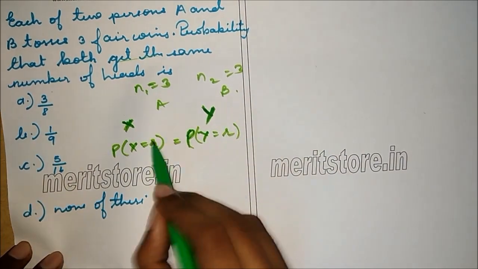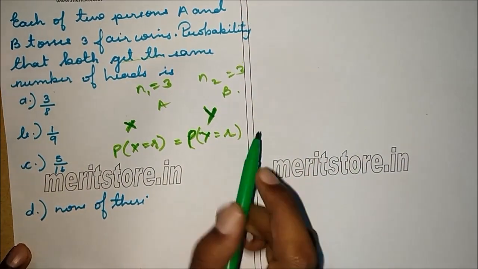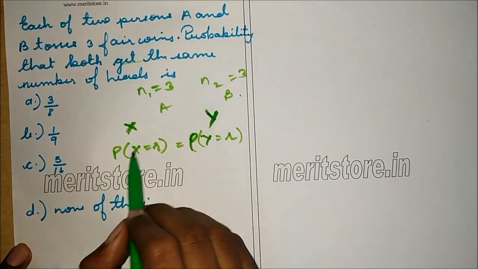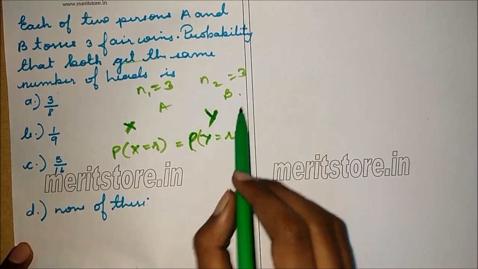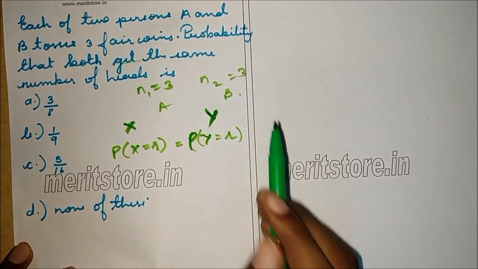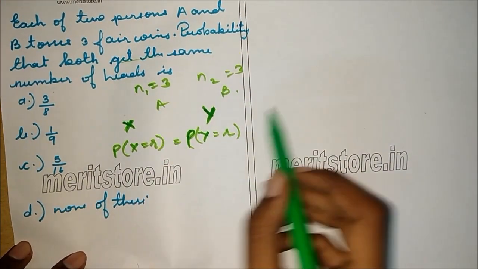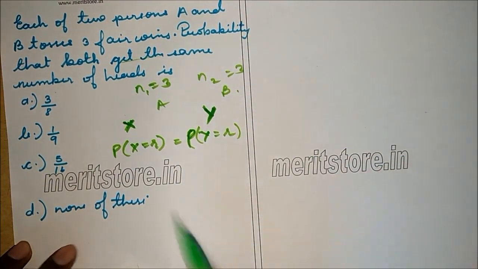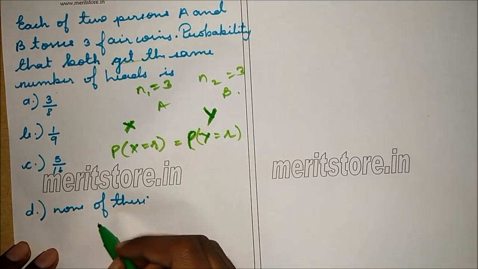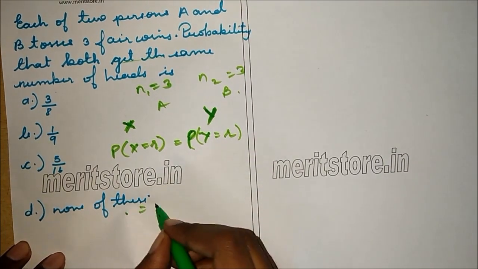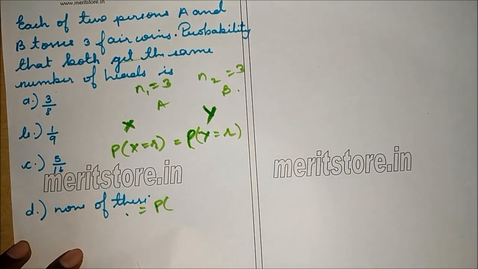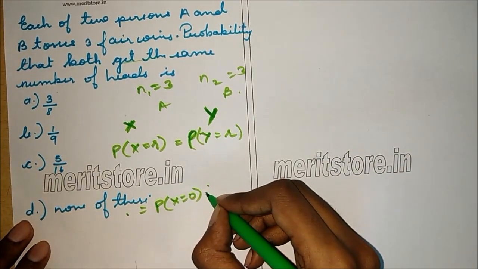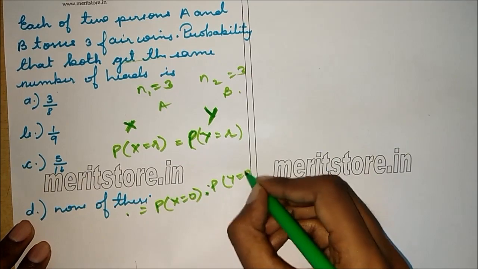That is, both should get an equal number of heads at the same time. So if person A gets 2 heads, B should also get 2 heads. Similarly, if A gets no heads, B should also get no heads. So the total probability will be P of x equals 0 into P of y equals 0.